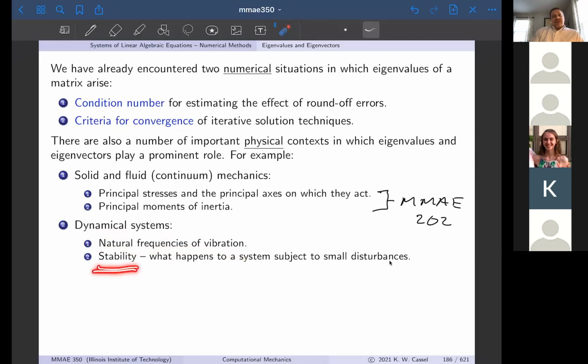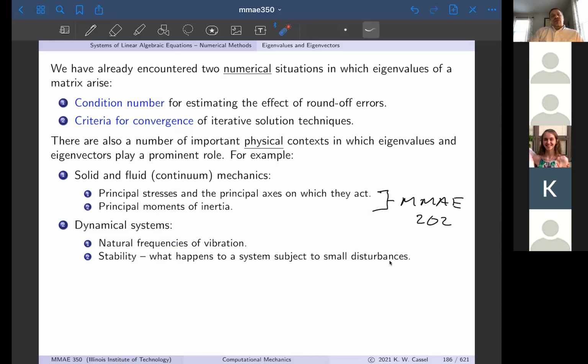Likewise, stability of these systems also turns out to be an eigen problem. The idea in a stability context is, if I give a small perturbation, like a wind blowing across a bridge deck, what happens to those small disturbances? Do they stay small? Do they decay? If a gust of wind comes, do those little disturbances decay out, or do they grow?